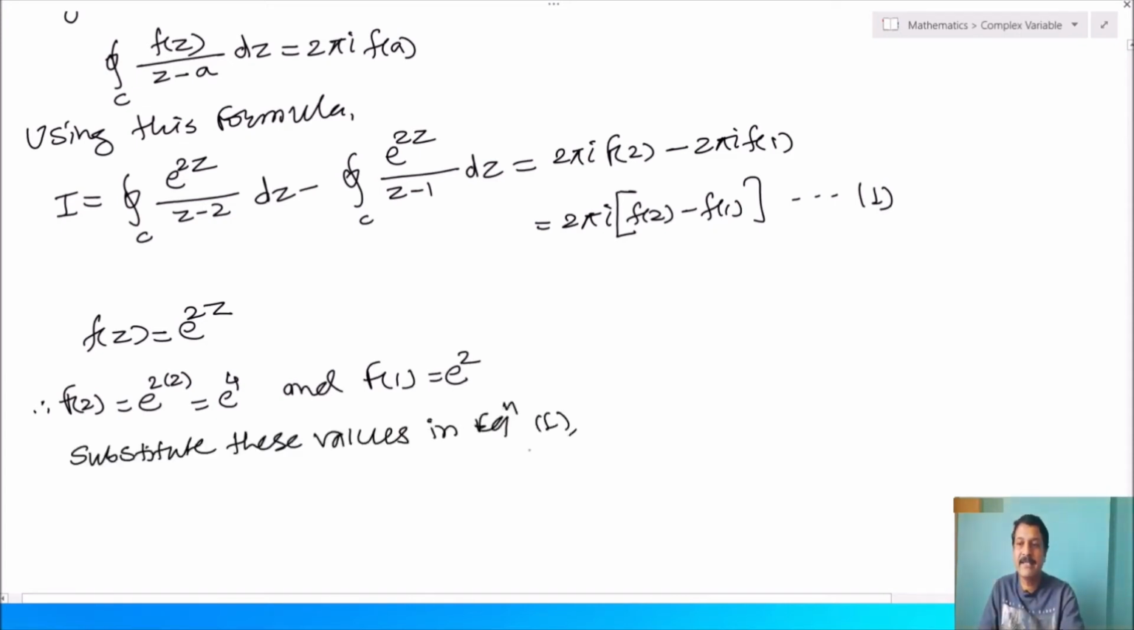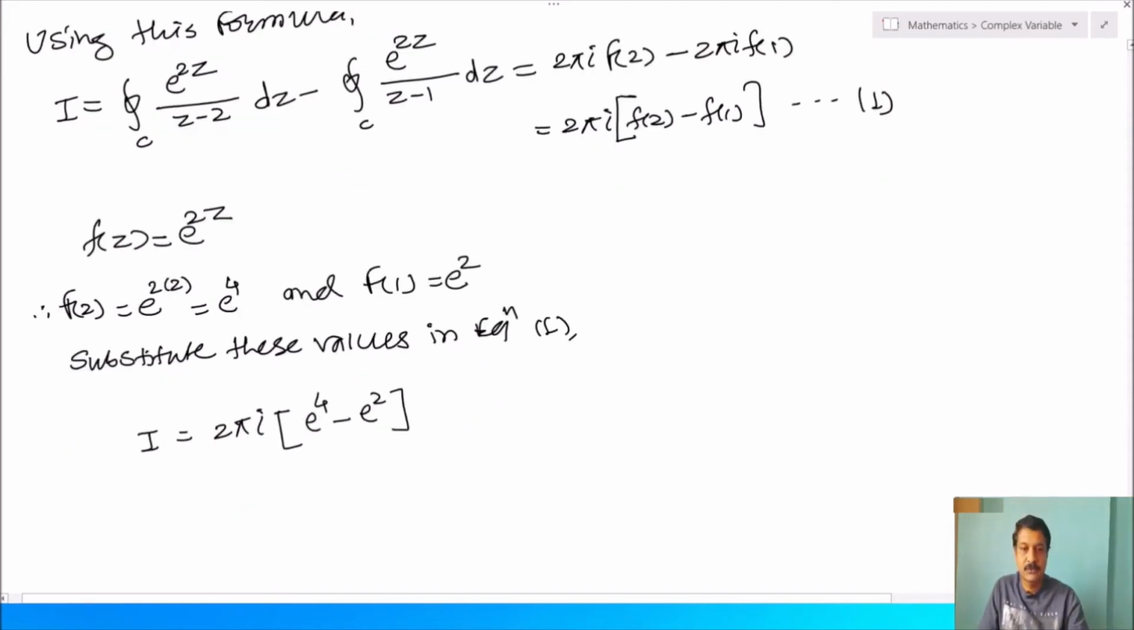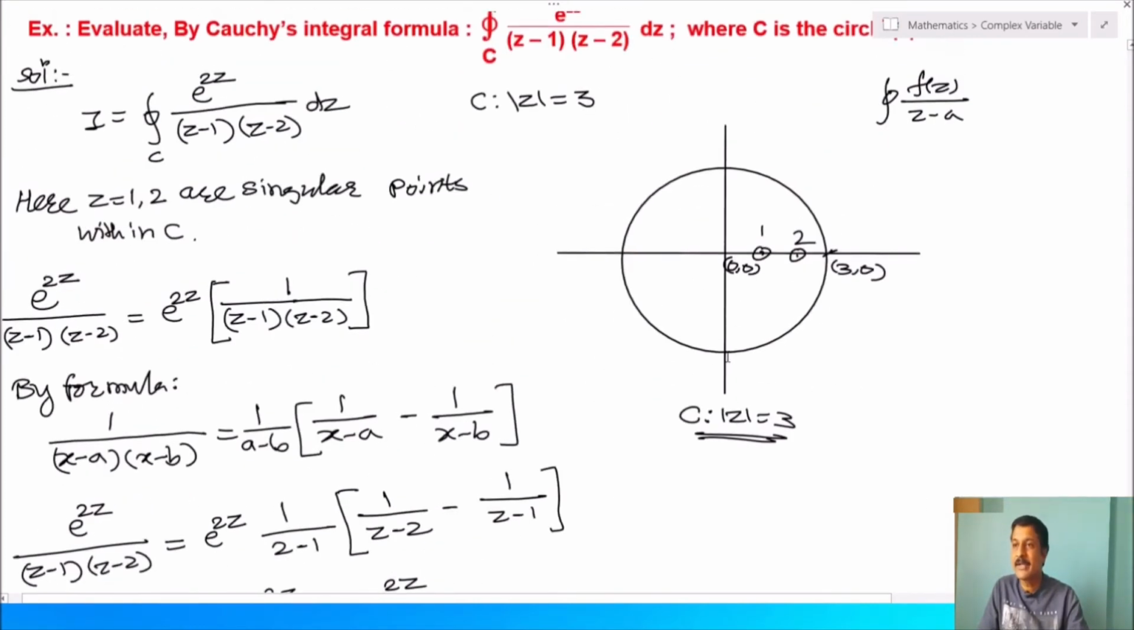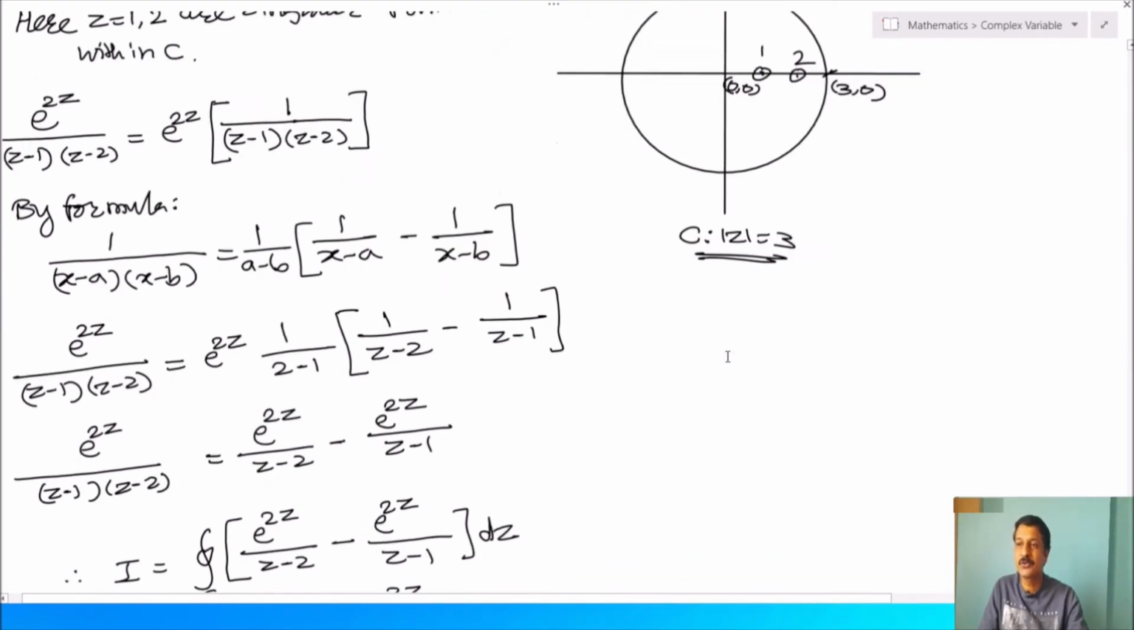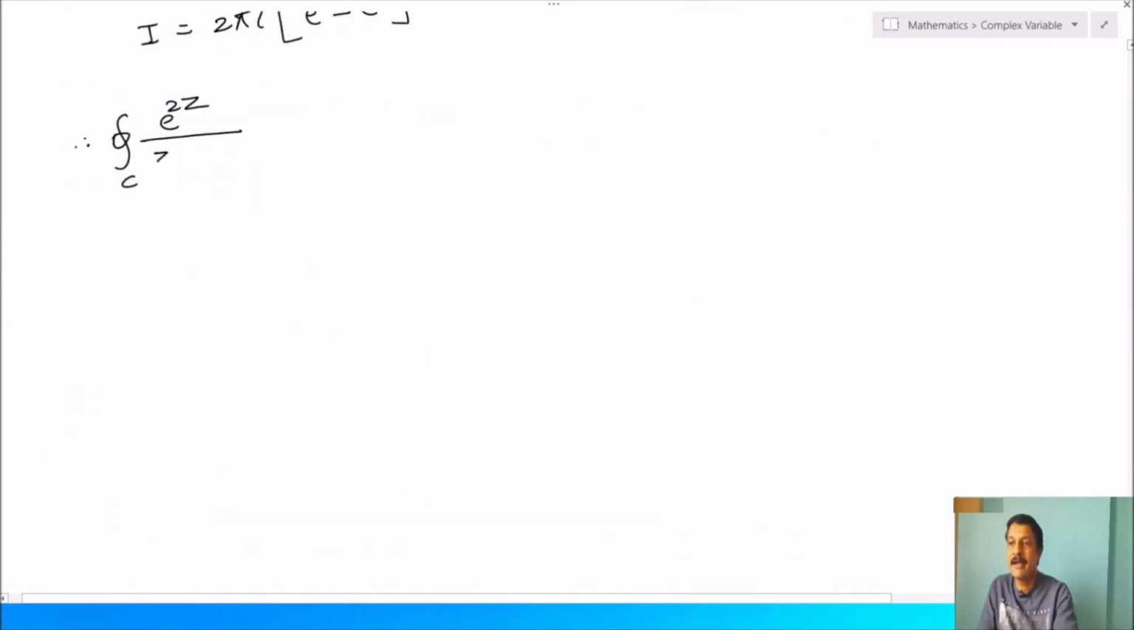So, what do we get here? We get I equal to 2 pi i in bracket (e raised to 4 minus e square). So, what is I? I equals integration over c e raised to 2z upon (z minus 1)(z minus 2) dz, which equals 2 pi i in bracket (e raised to 4 minus e square), which is your final answer.